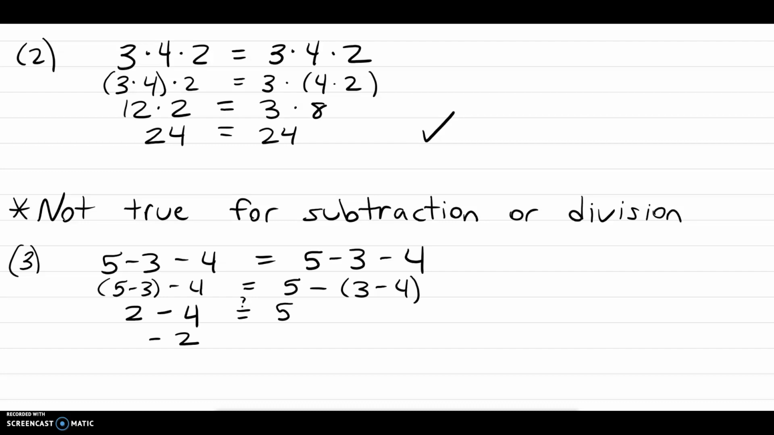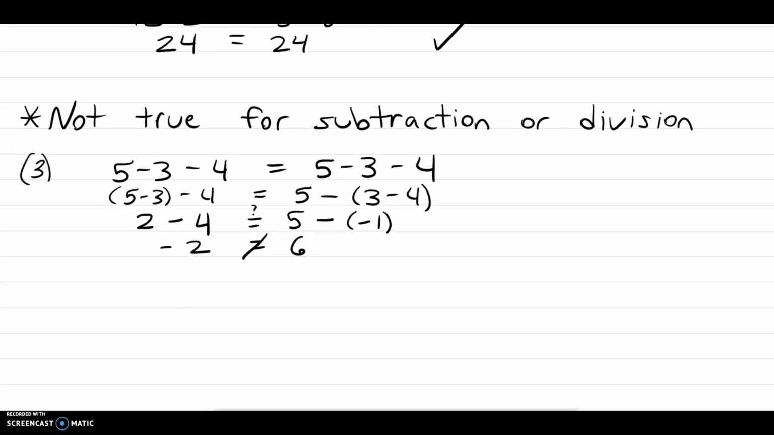On this side we get 5 minus, this becomes -1 inside of parentheses. So 5 minus -1, that turns into 6, and that is not a true statement. So for subtraction, this process doesn't work. This property is not true.